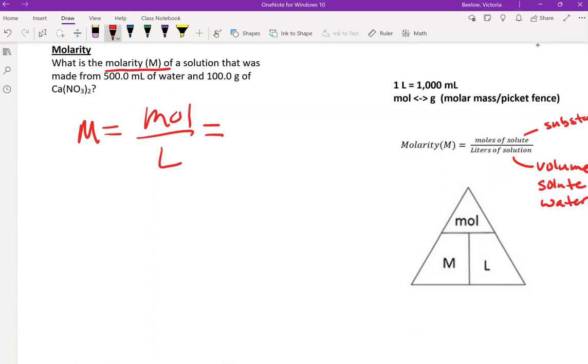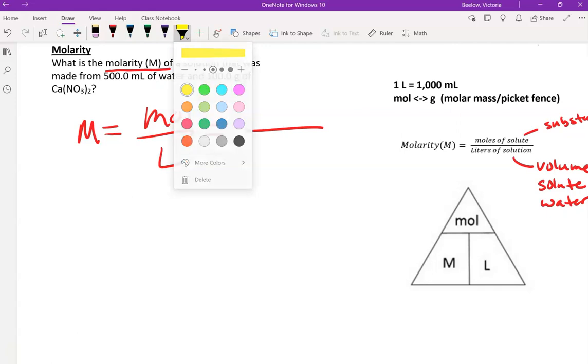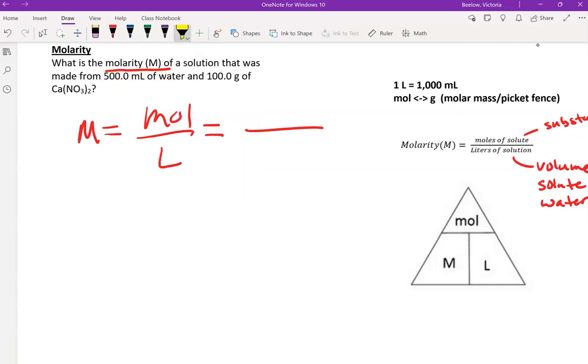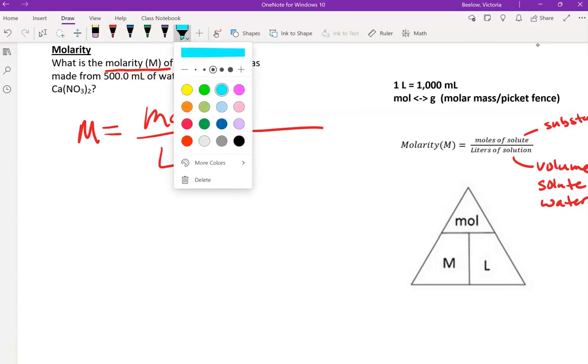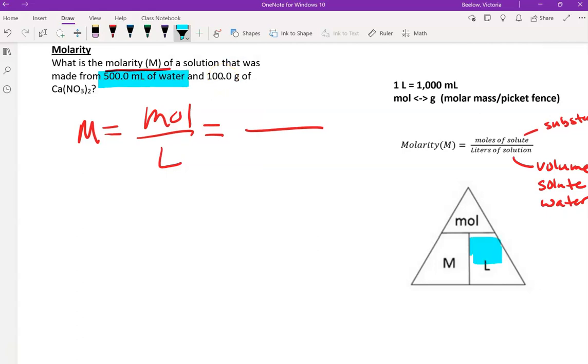And it looks like I have my volume of the solution in milliliters, because that's how much water there is. So that would be, let me highlight. Let's make it blue. Why not? Because that's water. Okay, that's going to be this value here. And then it says if we have 100 grams of Ca(NO3)2. So that's going to be our solute.